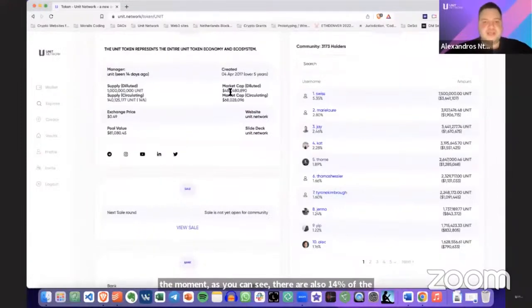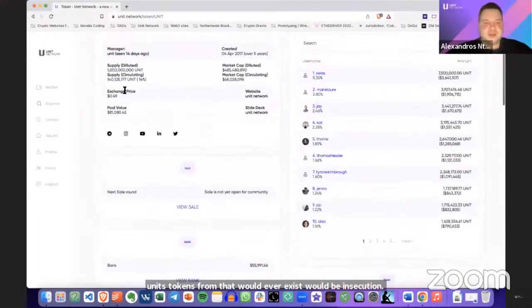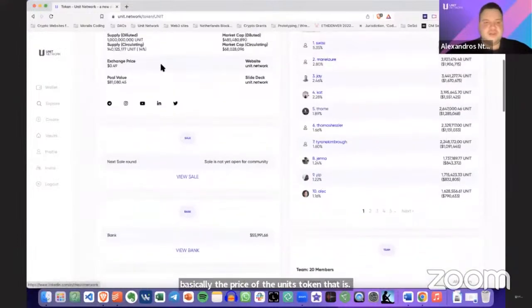You can see here as well the market cap, which is 68 million for the moment, and the diluted market cap is the hypothetical market cap we would have if all the unit tokens that would ever exist were in circulation, right? Here you can see the exchange price, which is the current price of the unit token. You can see our website, slide deck, and the pool value, of course, as well.